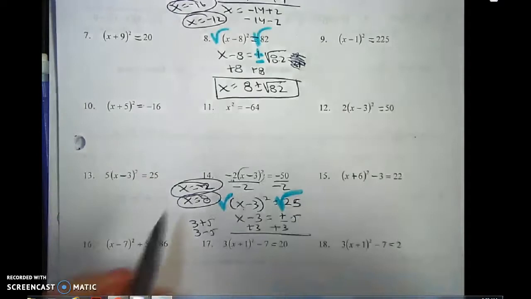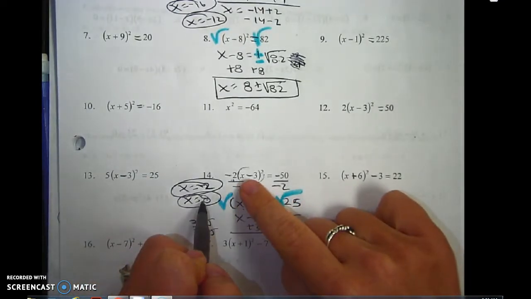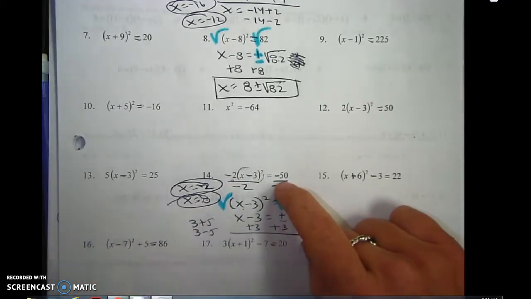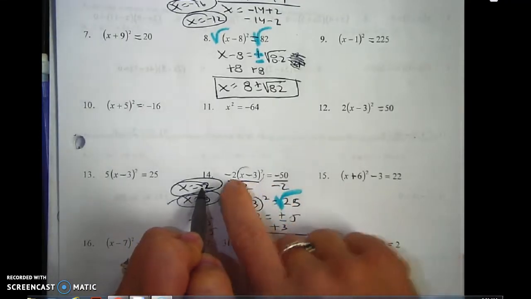Okay, I can check it. Let me show you. I'll check the positive one first. 8 minus 3 is 5, squared is 25, times negative 2, negative 50. Check. Negative 2 minus 3, negative 5. Squared, 25, times negative 2, negative 50.